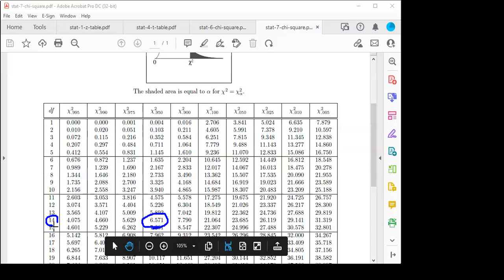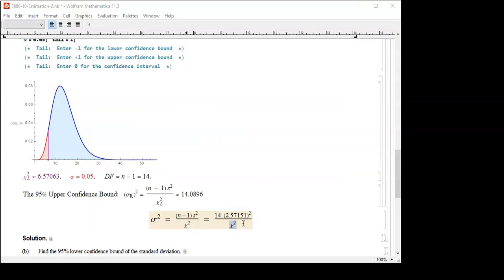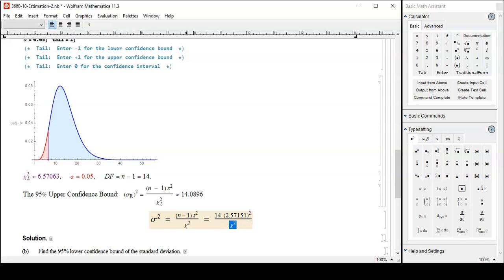6.571, degree of freedom of 14, and then for 95%, 6.571 replaces the chi-square value. You don't square this again. This is already a squared value. 6.571. This is approximately equal.